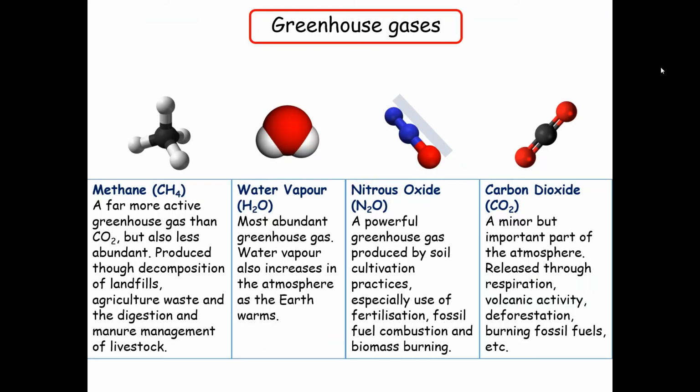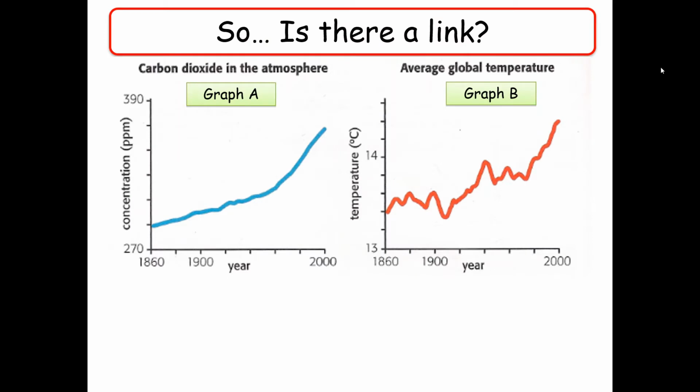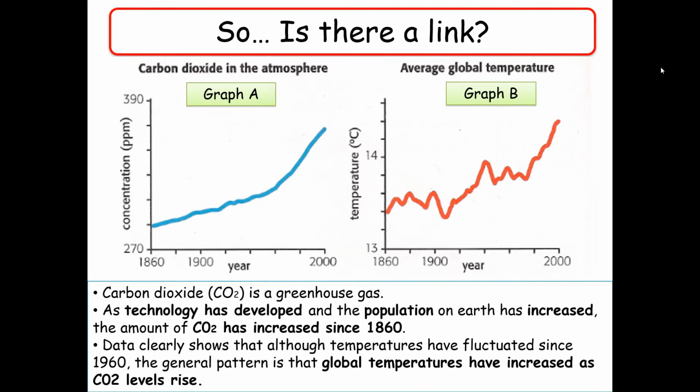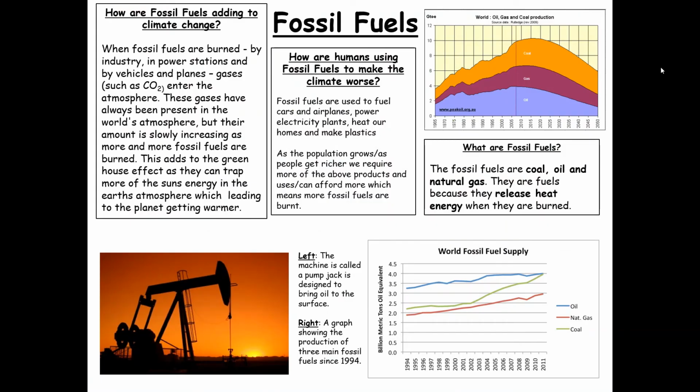What greenhouse gases are we talking about? Well, mainly we're talking about methane, water vapour, nitrous oxide, and of course carbon dioxide. And there is completely a link between carbon dioxide in the atmosphere, which is shown on the left there in graph A, and the average temperature of Earth, which is shown in graph B on the right there. So what are humans doing to increase the amounts of greenhouse gases, therefore causing climate change?